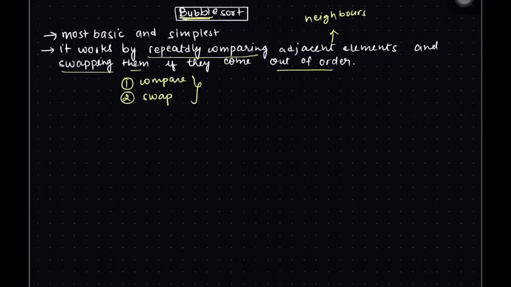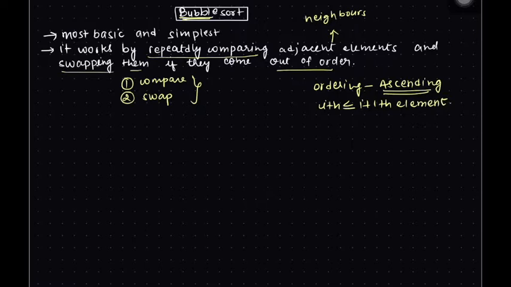Now if we talk about ordering of elements, we will be taking ascending order. So we will take an array as sorted if all the elements are in ascending order. That means if ith element is less than or equal to i plus 1th element. Now let's take an example and understand how bubble sort works, and after that we will look at its pseudocode, and after that we will look at its actual code.